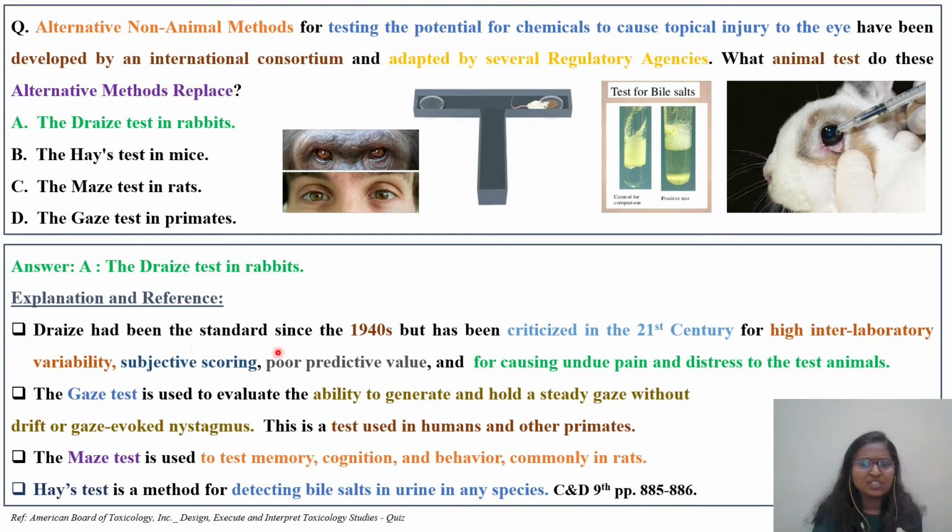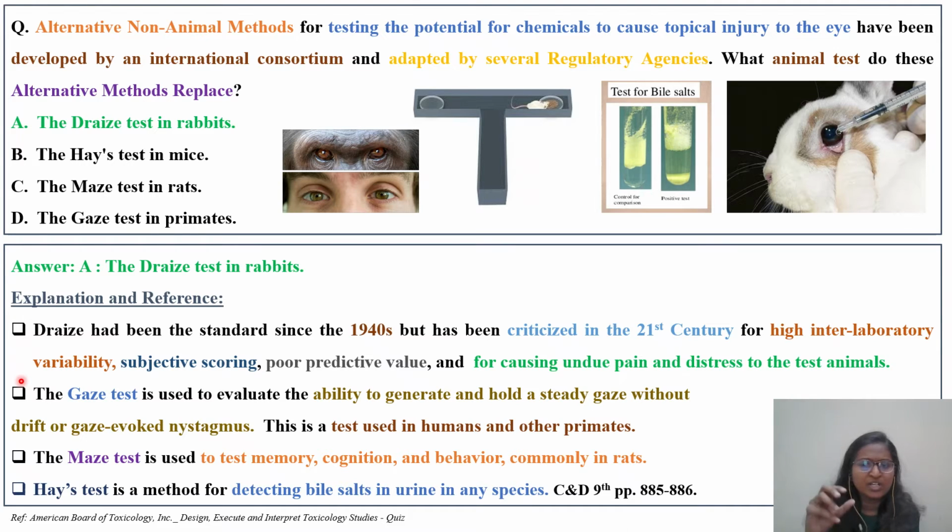The Draize test has been the standard since the 1940s. So it is a very old method, but has been criticized in the 21st century. Those who have a habit of reading more publications and articles might know there is an article on risk assessment in toxicology in the 21st century. Most of the time, this kind of criticism is mentioned in these articles, for high interlaboratory variability. So these are the reasons why this method has been criticized.